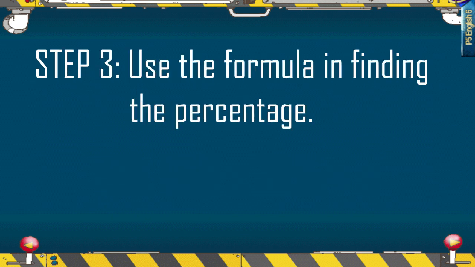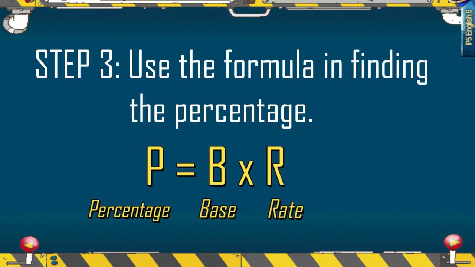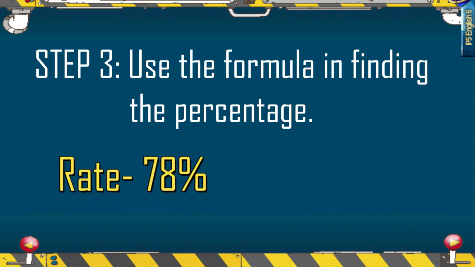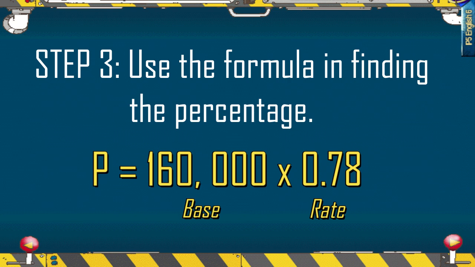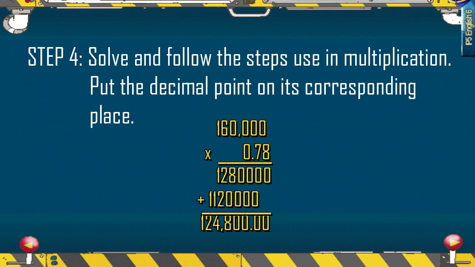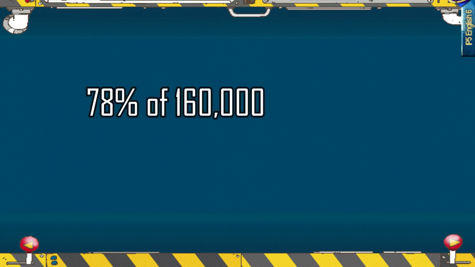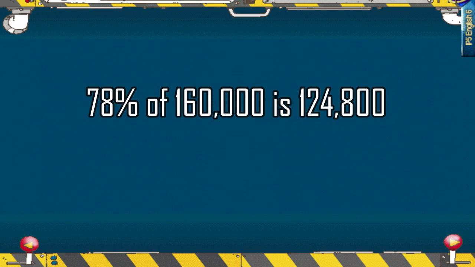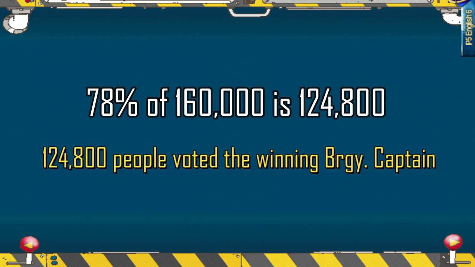Step 3. Use the formula in finding the percentage. Change the rate to a decimal by moving the decimal point of the rate twice from right to left. Then, multiply it to the base. Step 4. Solve and follow the steps used in multiplication. Put the decimal point on its corresponding place. We have learned that 78% of 160,000 is 124,800. Therefore, 124,800 people voted the winning barangay captain.